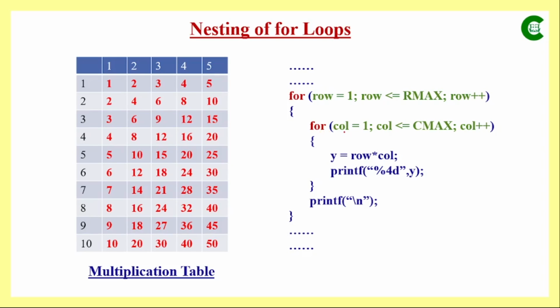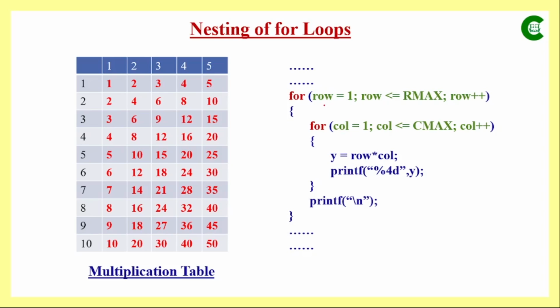So here the counter is col, for column number, and the initial value is 1 as we know, as you can see from this multiplication table. And for the final value we have again taken a symbolic constant, and then we are incrementing that counter. And this is the main logic that we have written inside the inner for loop. So the logic is simple. We are just multiplying the row number and column number, and y is the output variable. Row, col, y, all these variables should be declared beforehand, and then we have this printf statement here where we are printing the final product.